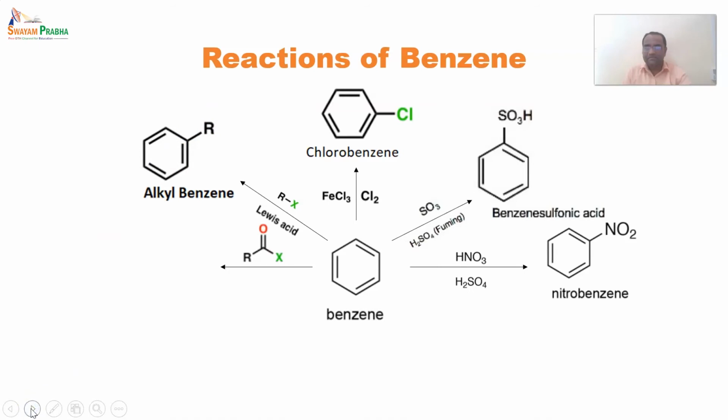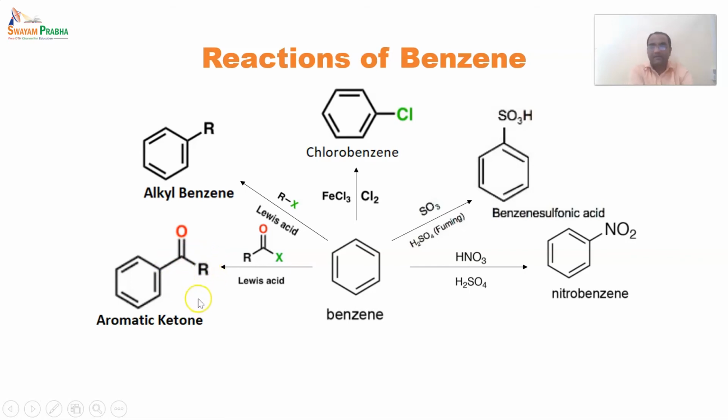After that, a similar kind of reaction to Friedel-Crafts alkylation. Second is Friedel-Crafts acylation. So in the case of Friedel-Crafts acylation, it forms a ketone. That ketone is an aromatic ketone, and on one side it has been substituted by an R, and on the other side by a phenyl ring.